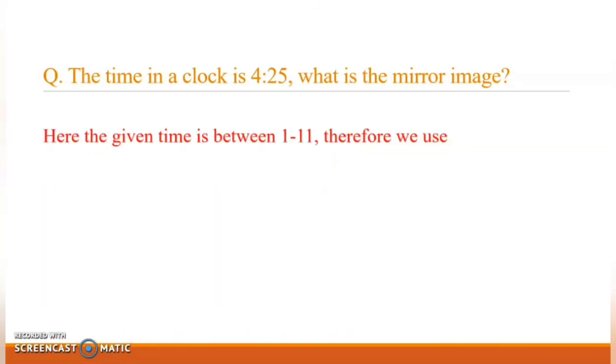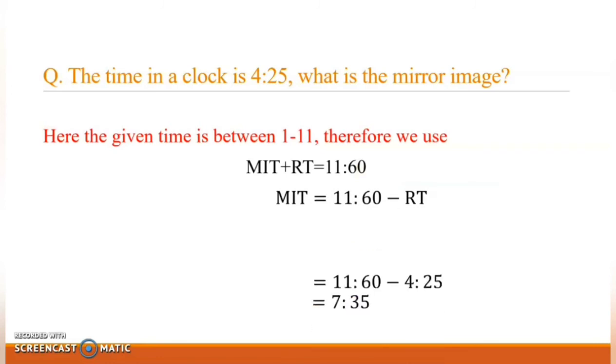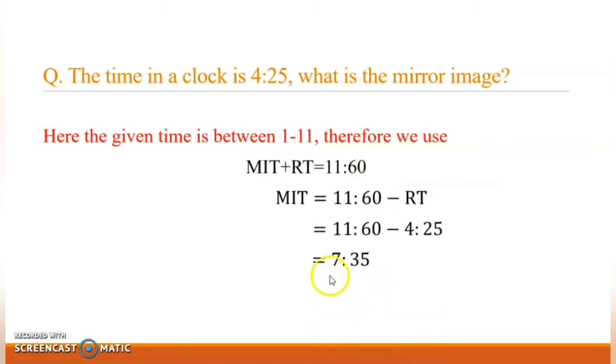So let's look at this. Now here the time is between 1 and 11. So we make use of the first formula. Mirror image time plus real time is equal to 11 hours and 60 minutes, that is 12 hours. On substituting, I get 35 minutes past 7, that is 7 hours and 35 minutes.